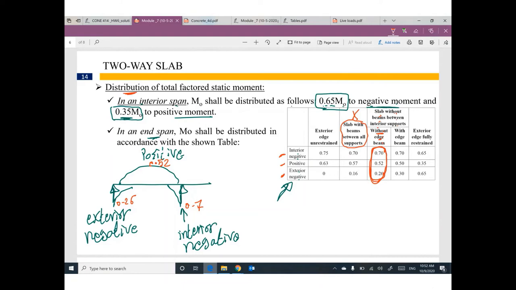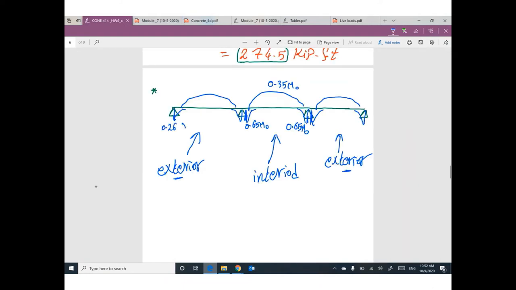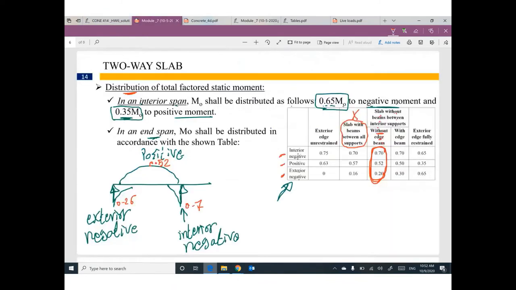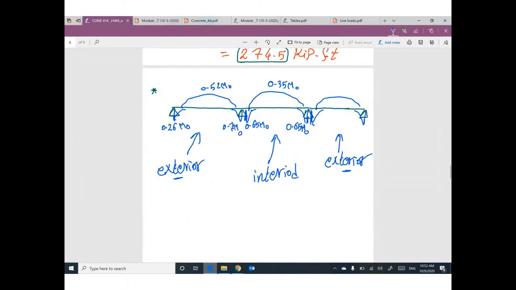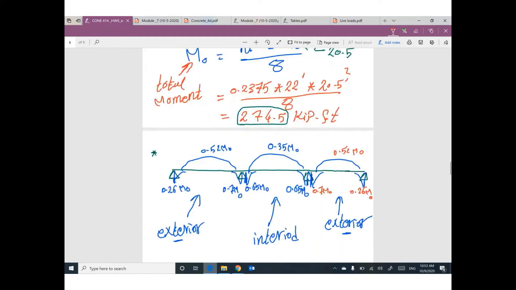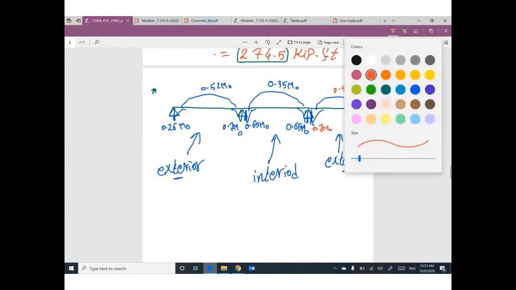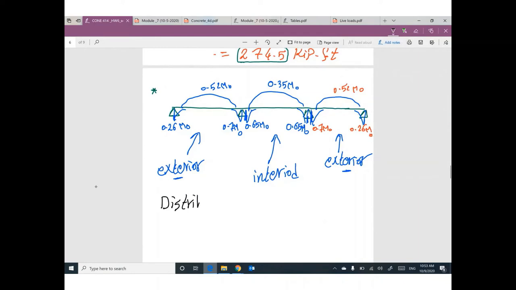So 0.26, 0.52, 0.7. Guys, these values will be the same here because this one is an exterior panel also: 0.7, 0.52, 0.26. Any questions so far? So the first step, after you calculated the total moment, is to distribute M naught between positive and negative moment only. Go ahead and figure out these values.